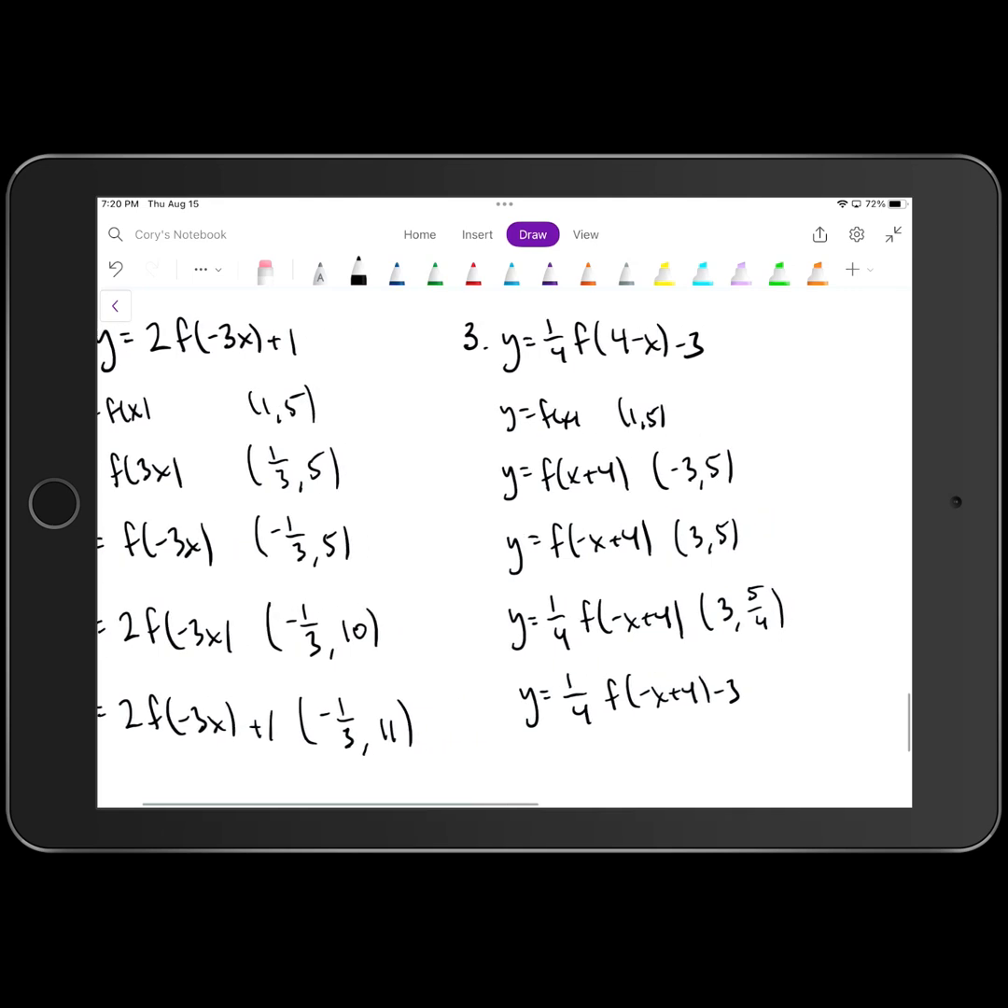And then the last thing, subtracting 3, shifts the graph down 3 units. So when I subtract 3 from 5/4, that's the ordered pair 3, negative 7/4. Okay, so those are your corresponding points on the graphs of those two functions, respectively.